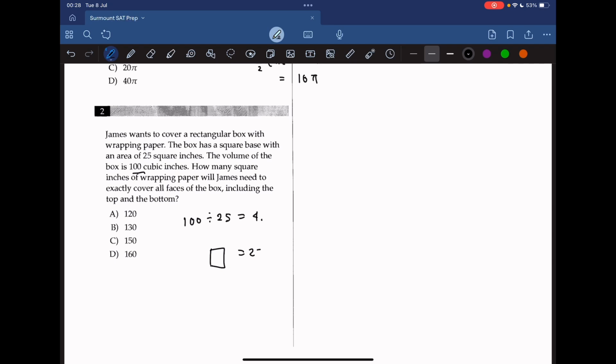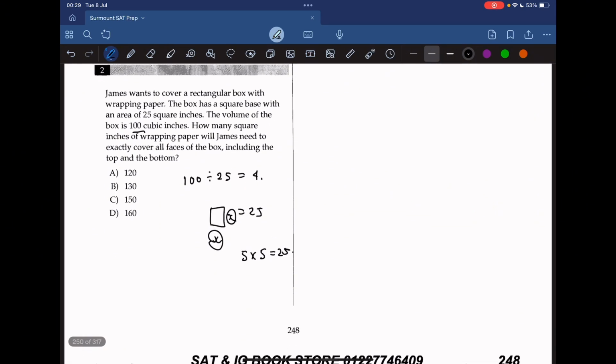Because the square base has an area of 25, and because it's a square, all the sides are the same. So x times x is equal to 25. And x has to be the same number for each side. So it must be 5 times 5, which will give us 25. So x is 5. If we were to draw this rectangular box in 3 dimensions, we'll get something like this, where this is 5, this is also 5, and the height is 4.